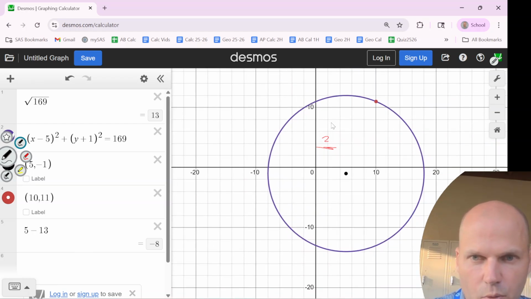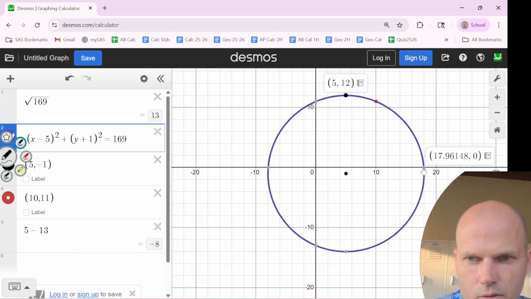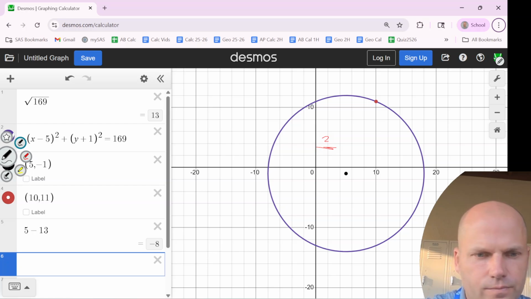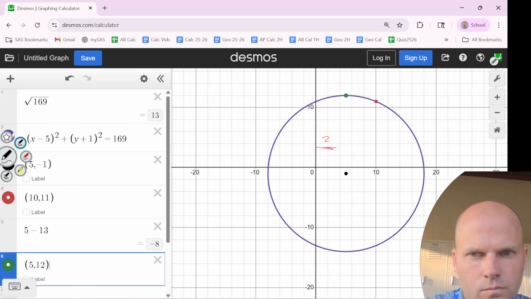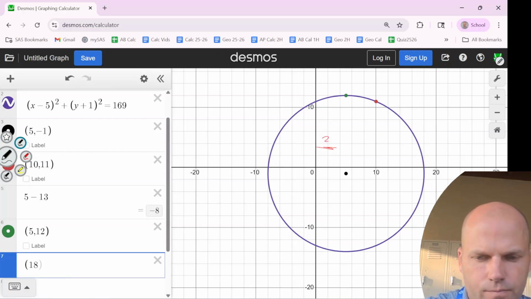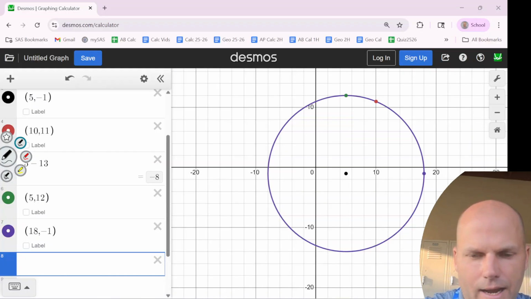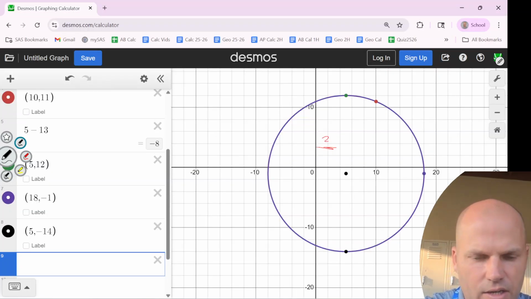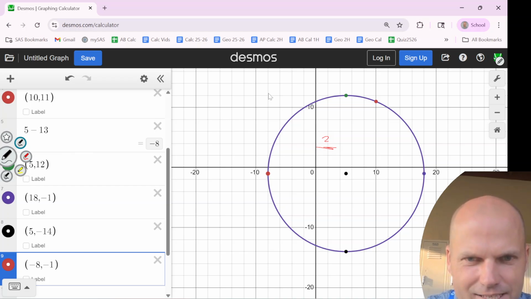You could also see those points. That is not the correct point. That's the point. All right, cool. So I got (5, 12). I got (18, -1). I got (5, -14). I got (-8, -1). Cool. And now I can see what is the tangent at all of these points.